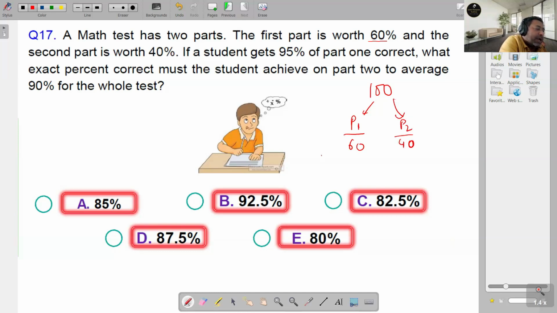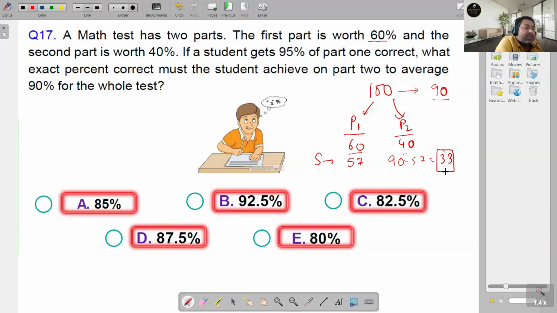Now, if the student gets 95% in this, 95% of 60 is how much? So let's break it up. 10% of 60 is 6. 5% is 3. So 10% into 9, which is 6 into 9 is 54, plus 5% is 3. So he'll get 57 marks in this. Now, overall, to get a 90%, he needs to achieve a score of 90. So how much should he get here? That will be the balance, which is 90 minus 57, which is 33 marks, right?